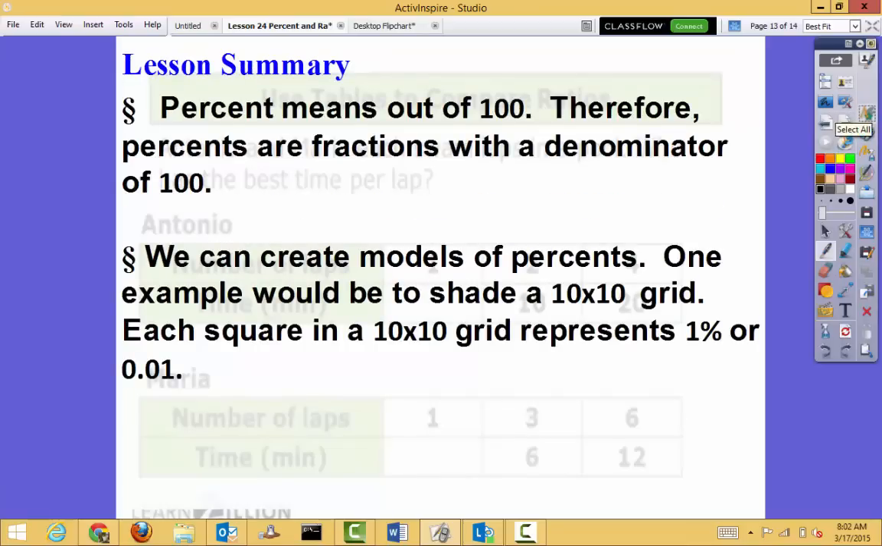Alright, lesson summary. Percent means out of 100. Therefore, percents are fractions with a denominator of 100. So whenever I have a fraction with a denominator, that bottom part is 100, I can take it and rewrite it as a percent. We can create models of percents. One example would be to shade a 10 by 10 grid. Each square in a 10 by 10 grid represents 1% or 0.1, like our granola bar example.